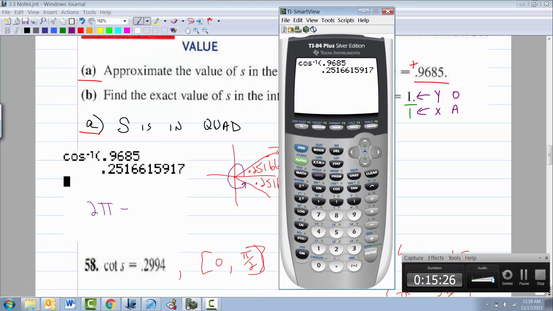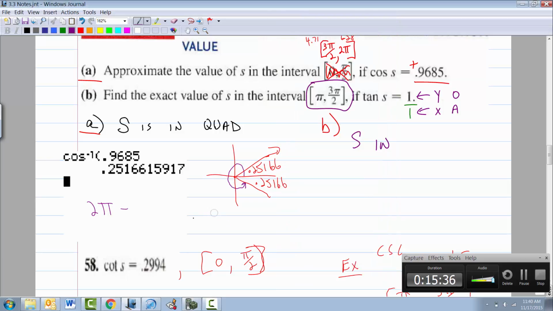Don't be a robot, so to speak. So it's 2 pi minus answer, right? Because it was a negative, or not a negative. So it's 6.0315. And that satisfies, and I should label that as radians.